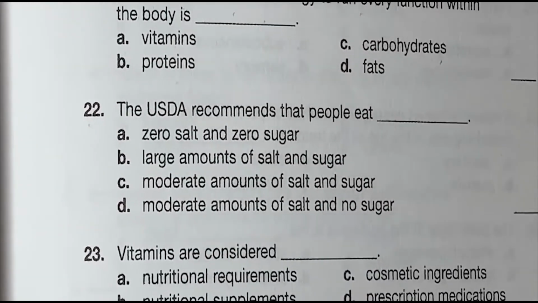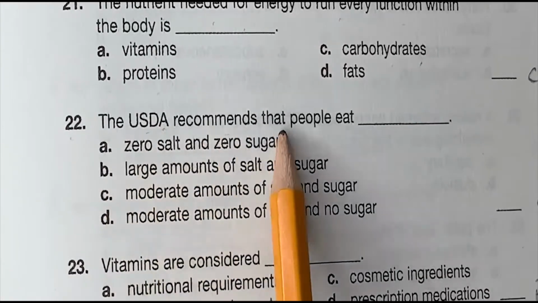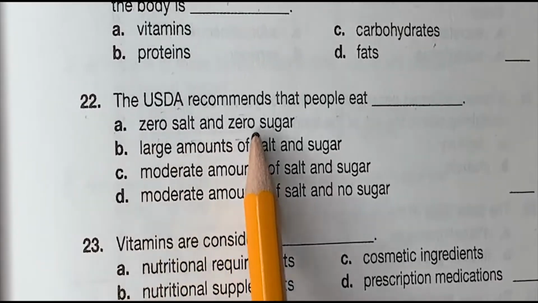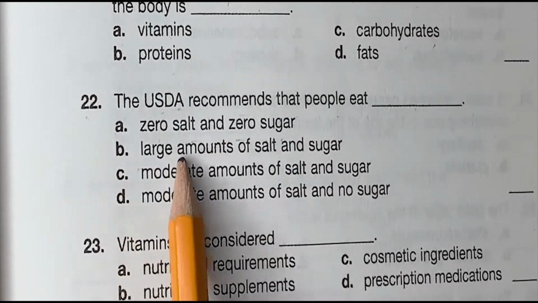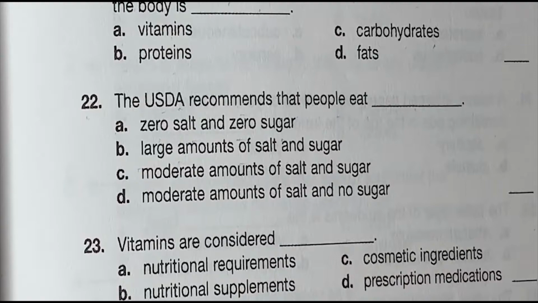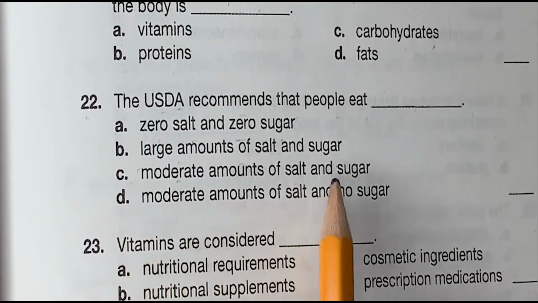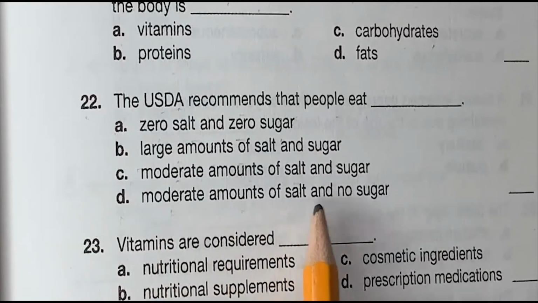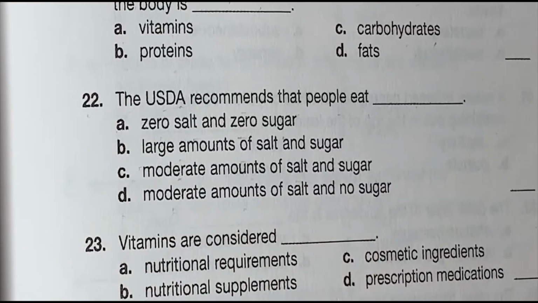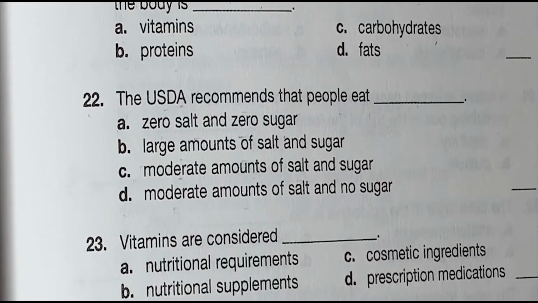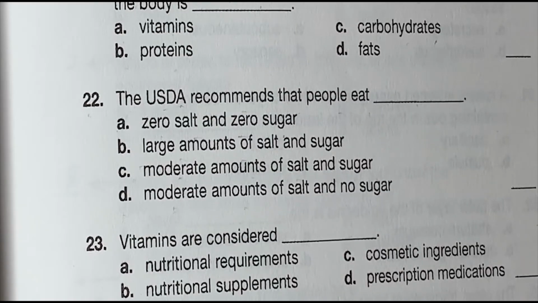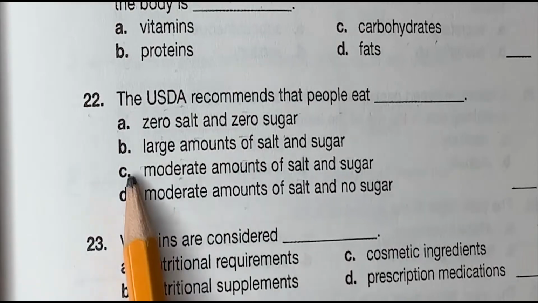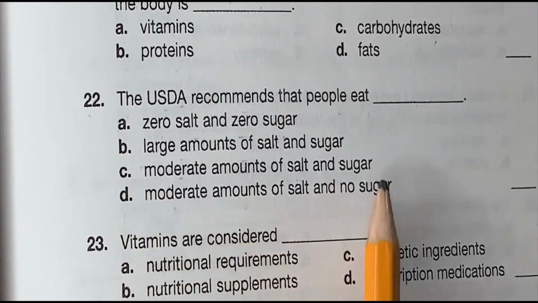22. The USDA recommends that people eat blank. A, 0 salt and 0 sugar. B, large amounts of salt and sugar. C, moderate amounts of salt and sugar. Or D, moderate amounts of salt and no sugar? And your correct answer is C, moderate amounts of salt and sugar.